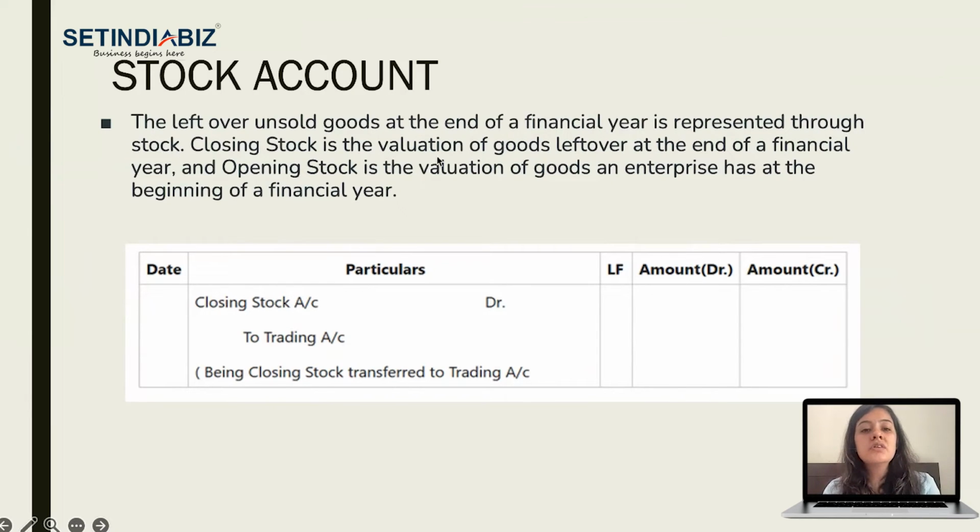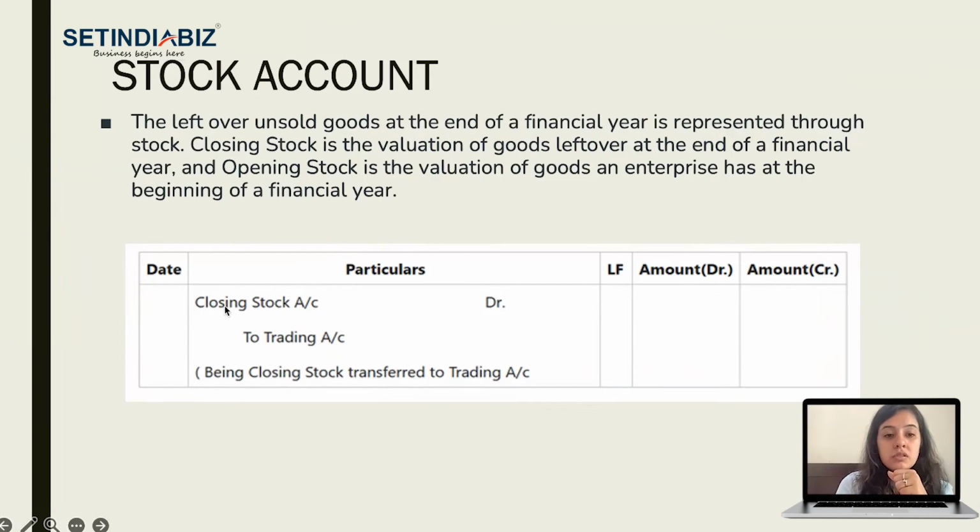Closing stock is the valuation of goods left over at the end of a financial year, and opening stock is the valuation of goods that the enterprise has at the beginning of the financial year. So whatever valuation we do at the end of the year of the unsold goods, that is closing stock. That closing stock entry will be only on 31st March 2025 for the current financial year, right? And that closing stock will become opening stock on the next day itself, that is 1st April 2025.